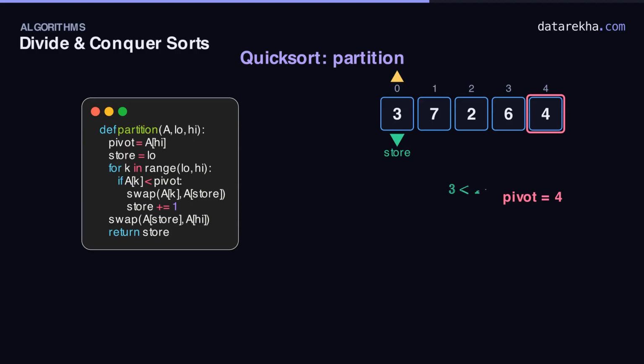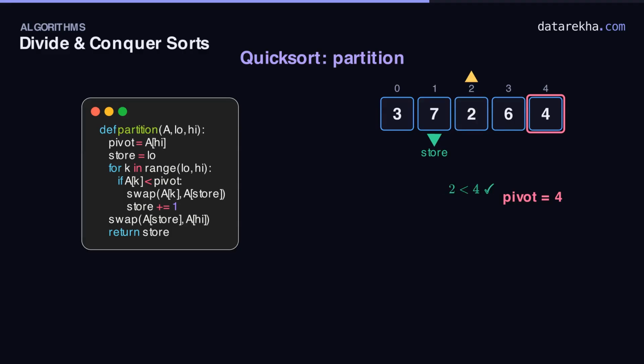Now scan from the left with the second finger, comparing each element to the pivot 4. Position 0, 3. Is 3 less than 4? Yes. So it belongs in the small region. Swap it with the store slot, which is itself, and push the store index forward to 1. Position 1, 7. Is 7 less than 4? No. Leave it where it is, and the store index does not move.